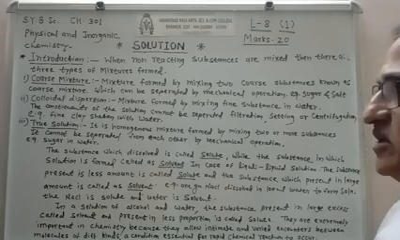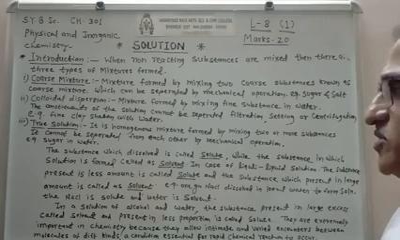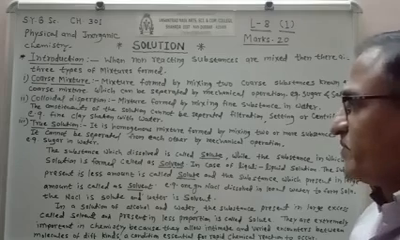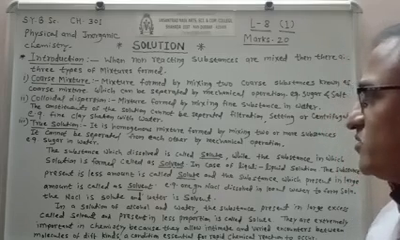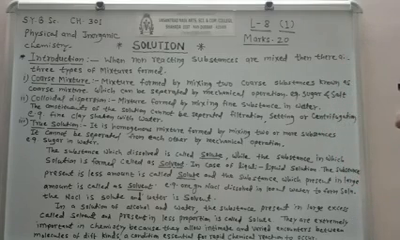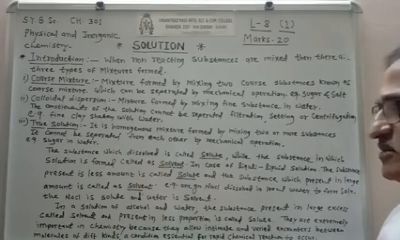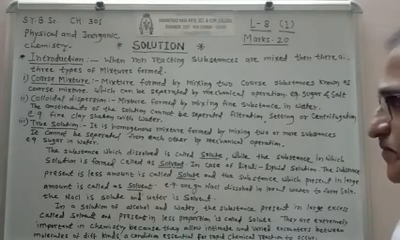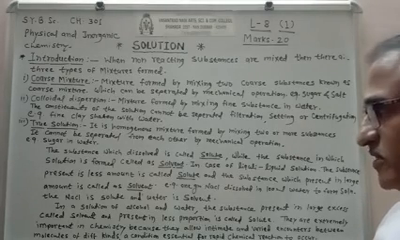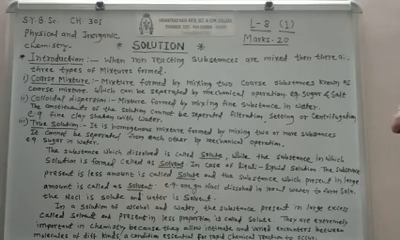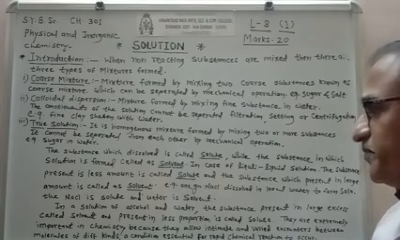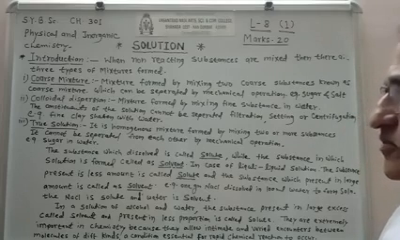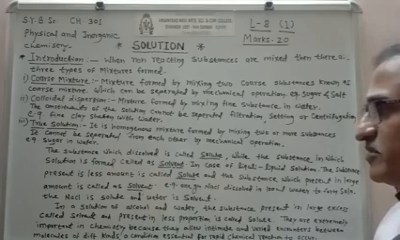Now the substance which is dissolved is called the solute, while the medium in which the substance forms the solution is called the solvent. So that medium is called solvent and the substance which is dissolved is called solute. This is in the case of solid and liquid substances.